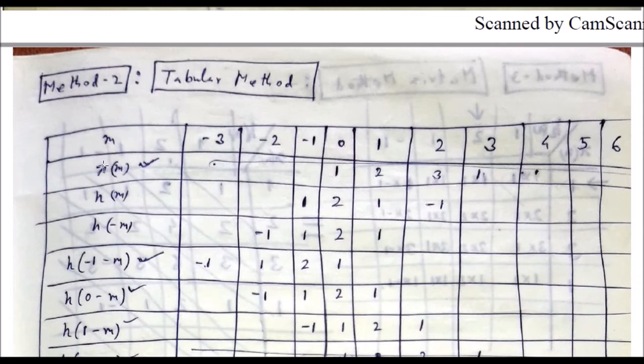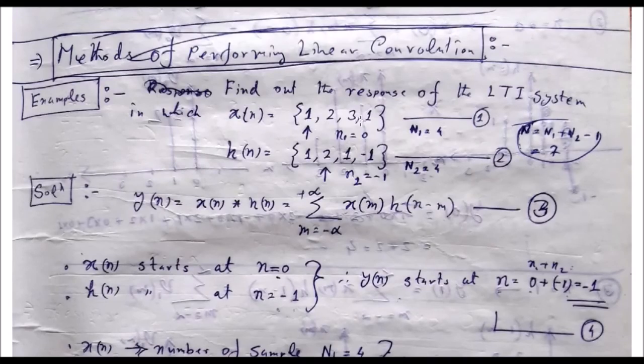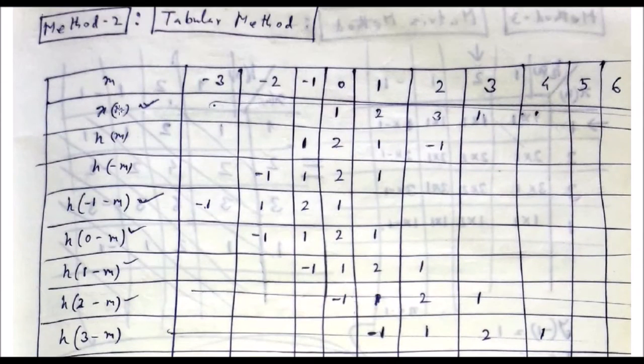Now try to write the first signal. You see that the first signal was 1, 2, 3, 1 starting at m equal to 0, and the second signal was 1, 2, 1, -1, whose starting point will be -1. So write those here. First signal starting at 0: 1, 2, 3, 1, and second signal starting at m equal to -1: 1, 2, 1, -1. Now go to the next step.